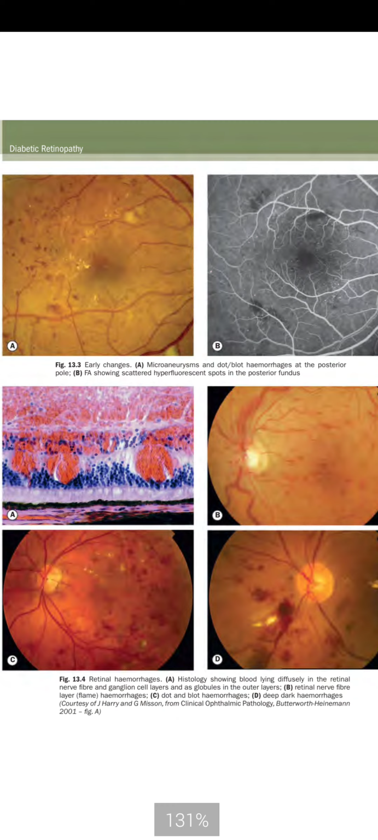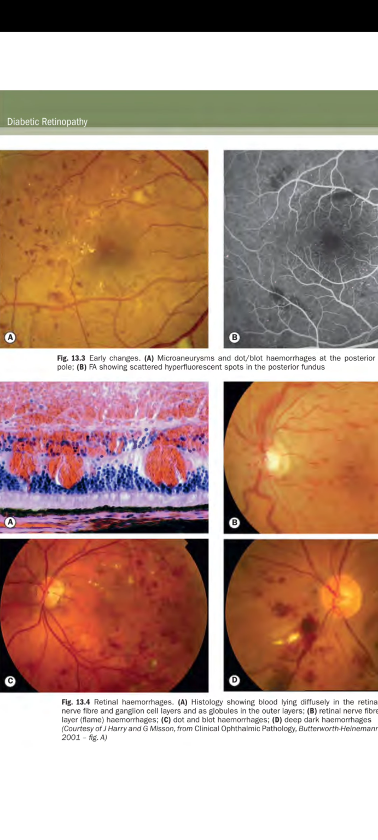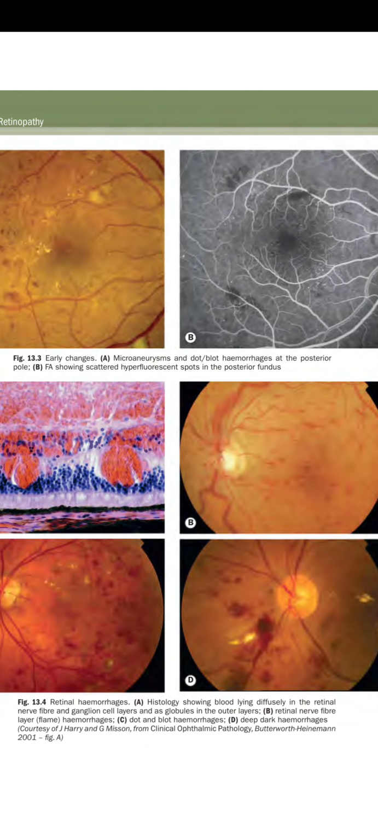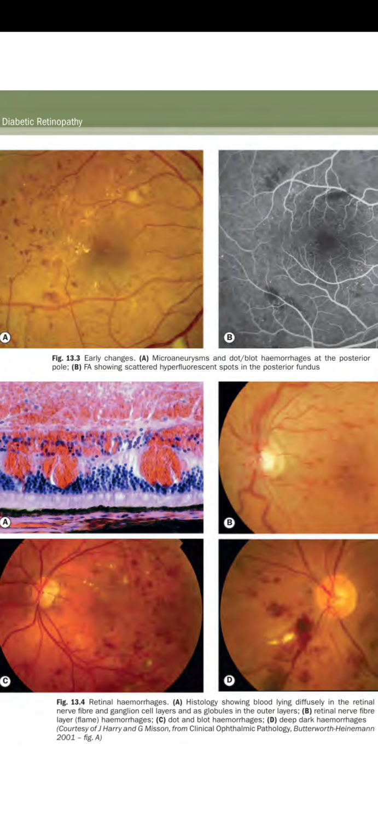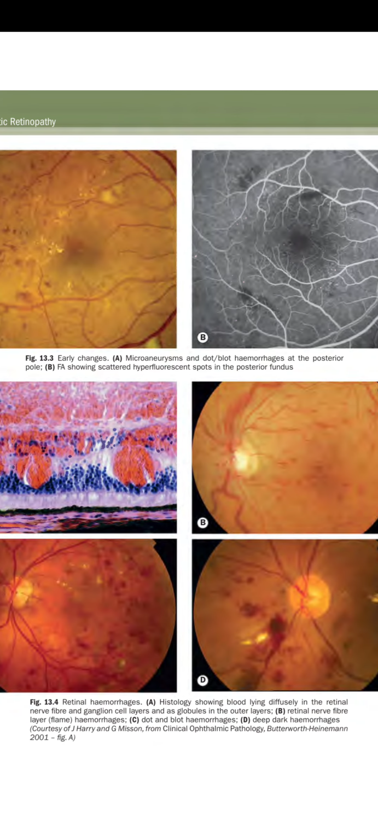So this is 13.4, showing retinal hemorrhage. A is showing histology with blood lying diffusely in the retinal nerve fiber layer and ganglion cell layer, and as globules in the outer layers. So this is the outer layer and it is lying as a globule. And B is showing a retinal nerve fiber layer hemorrhage, a flame-shaped hemorrhage. And C is showing dot blot hemorrhages, and D is showing deep dark hemorrhages.